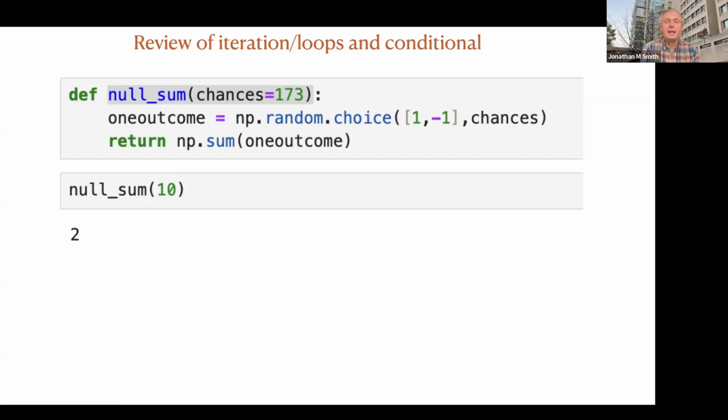Okay, last bit here, and this is informative for the quiz. Here we're looking at a function. This is one of many, many ways to develop this. But here we're trying to come up with the null, basically to simulate the null, okay? So here I've made this very compact. The argument of this null sum is chances, and here I've given a default value of 173, okay? So that's when I say chances equals 173, it means by default it will be 173 opportunities.